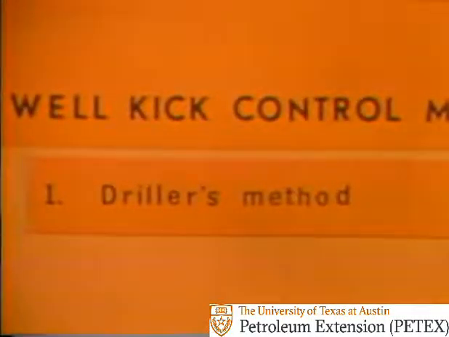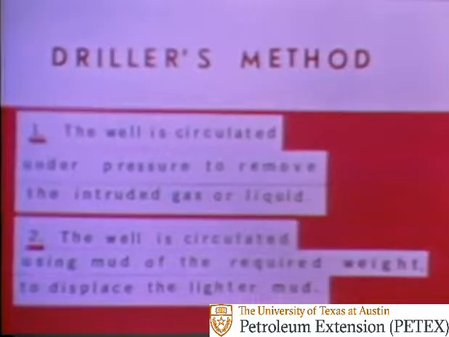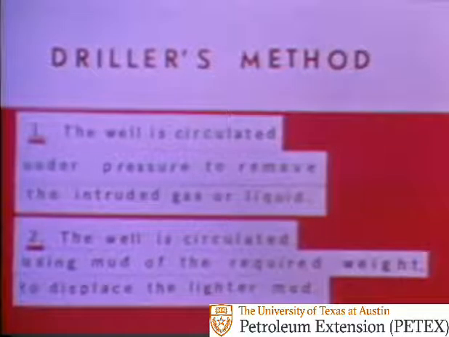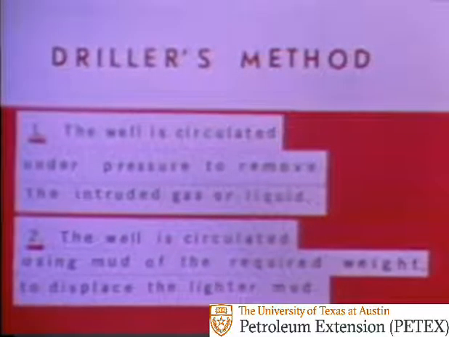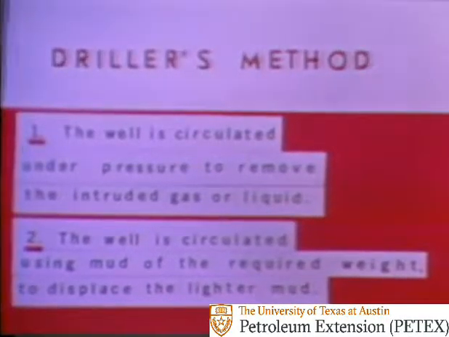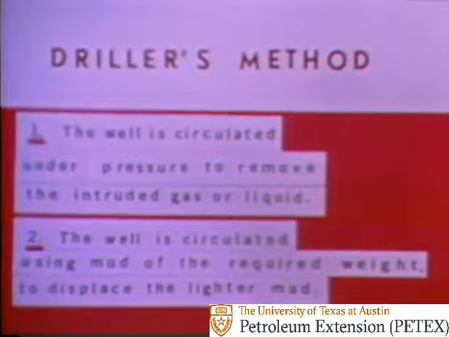Because the driller's method of well kick control is the simplest system, is the most easily understood, and can be started without delay, it will be the method used in the following example of a well kick control. The driller's method of killing a well kick is accomplished in 2 circulations. On the first, the well is circulated under pressure, using the same weight of mud used when the kick was encountered, to remove the intruded gas or fluid. On the second, the well is circulated using mud of the required weight to balance the formation pressure and displace the lighter mud.